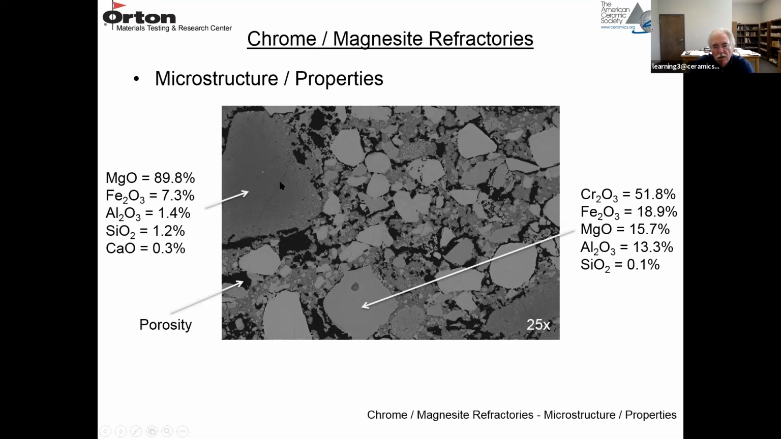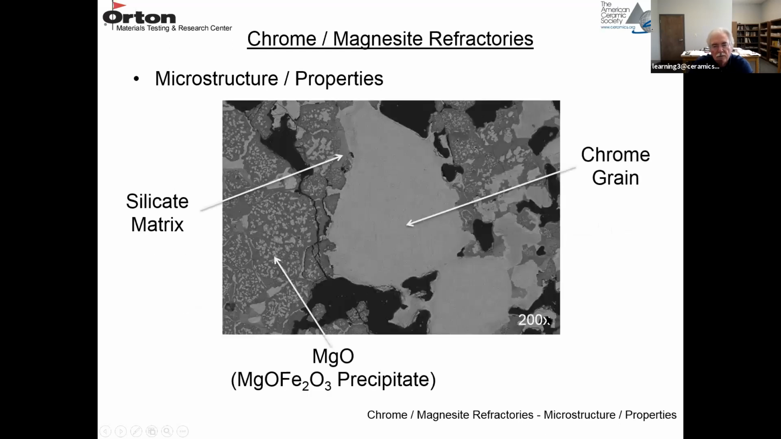So you can see coarse grains. Here's another MgO grain. All these brighter grains are chrome. You can see an MgO with an iron precipitate, and there's a matrix phase. So if we look at 200X, we can see this matrix phase a little bit better. This is a chrome grain.